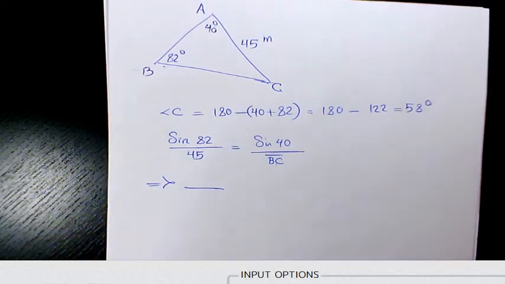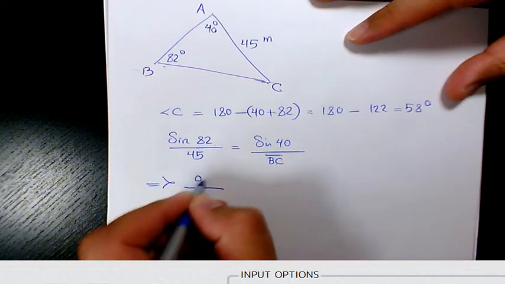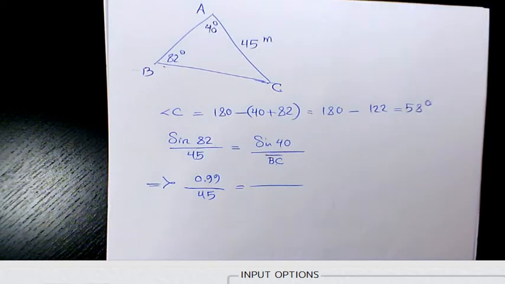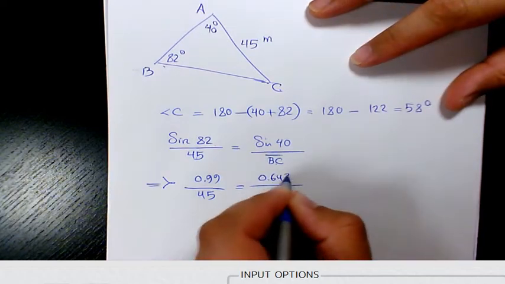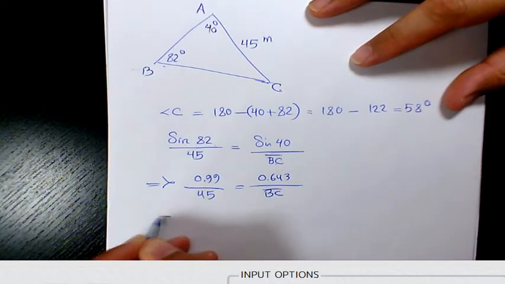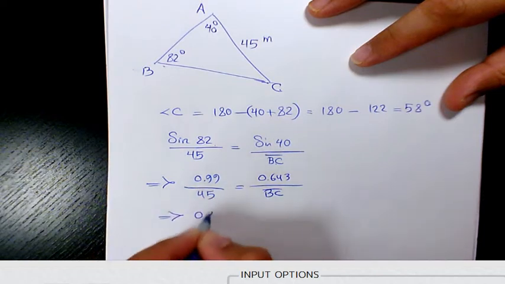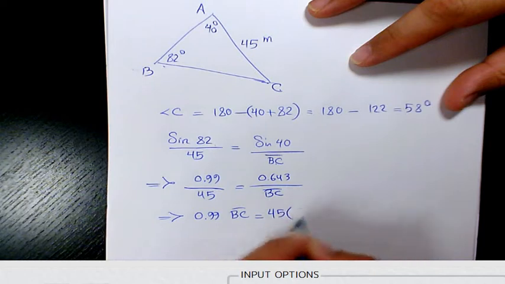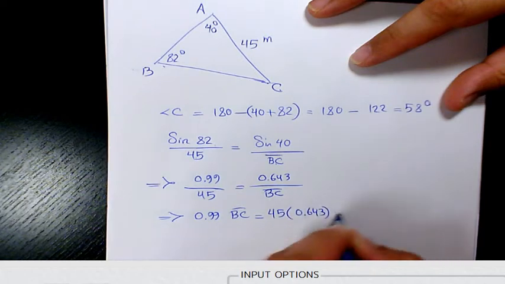Sine 82 is 0.99 over 45 equals to sine 40, 0.643, over BC. Then we have cross multiplication. 0.99 BC equals to 45 times 0.643.